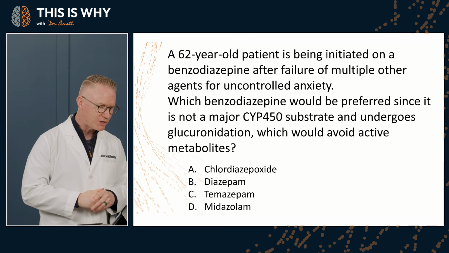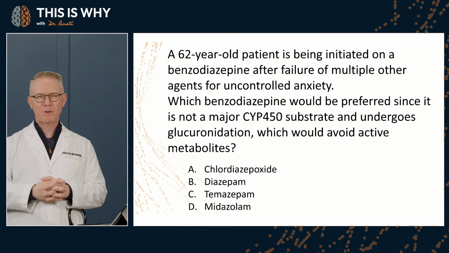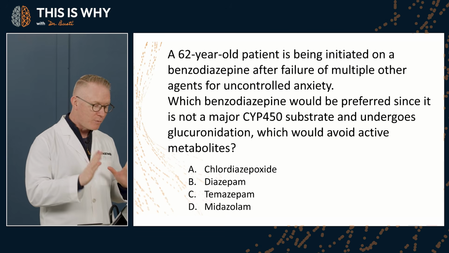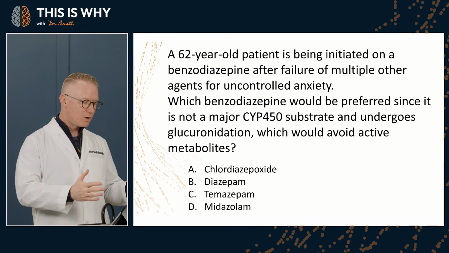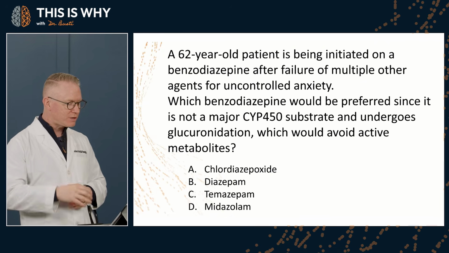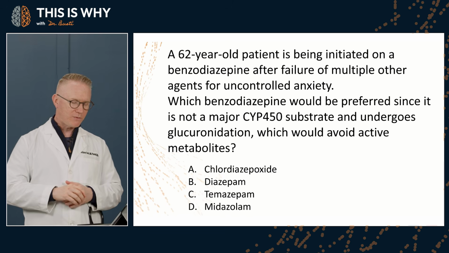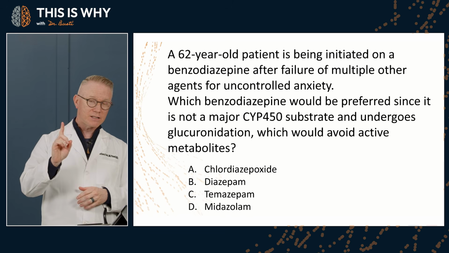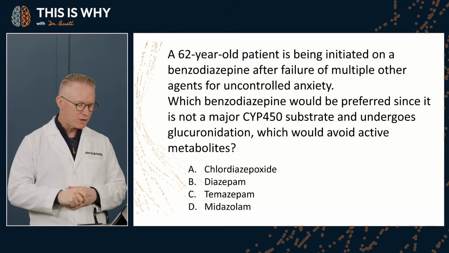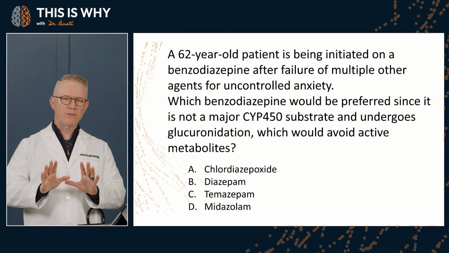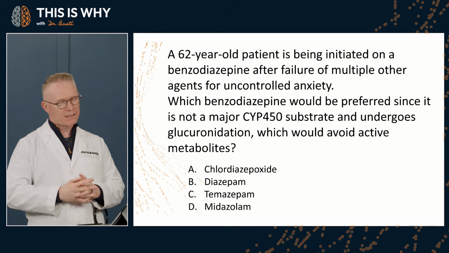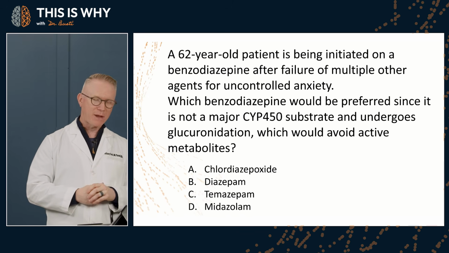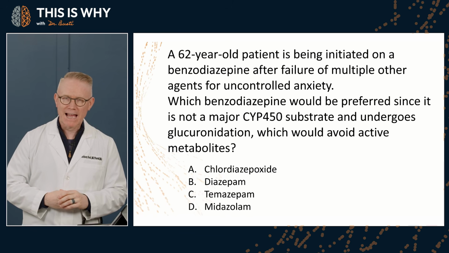So here's our case. We have a 62-year-old patient who is being initiated on a benzodiazepine after failure of multiple agents for uncontrolled anxiety. Question is, which benzodiazepine would be preferred since it's not a major cytochrome P450 substrate and undergoes glucuronidation, which would avoid active metabolites? We have choice A, chlordiazepoxide, B, diazepam, C, temazepam, and D, midazolam.